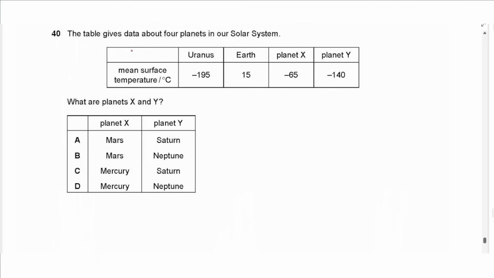Question 40 says the table gives data about 4 planets in our solar system. So we have Uranus, which is far from the sun, negative 195, Earth 15, planet X, which is unknown, and planet Y unknown, negative 65 and negative 140. So planet X is farther from the sun than the Earth because it has a lower temperature. So it would be Mars, not Mercury. Mercury is closer to the sun, so it has higher temperature. And planet Y is closer to the sun than Uranus because it has a higher temperature. Negative 140 is higher than negative 195. So closer to the sun would be Saturn, not Neptune. So we choose A. So this was the end of the exam.